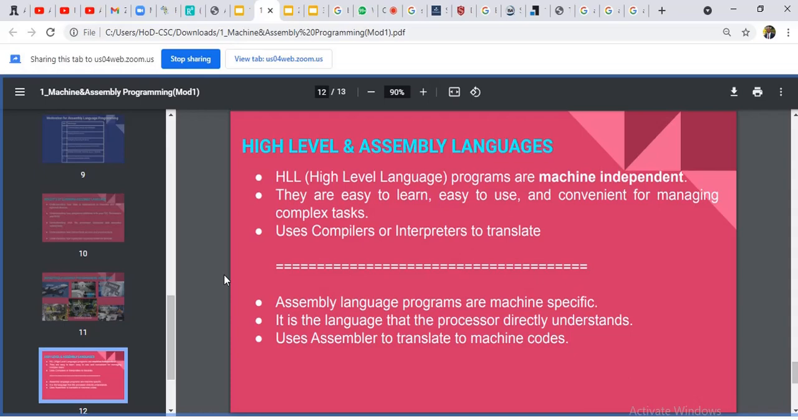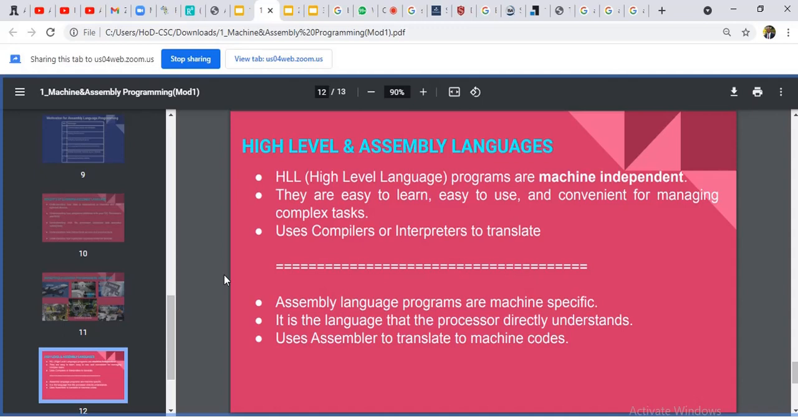Although programs written in high-level languages are easy to learn, easy to use, and convenient for managing complex tasks, they use compilers and interpreters to translate. You know why? When you write a program in a high-level language, that language is higher than what the computer will understand. So you will need a language translator to translate that program to what the computer can understand and use. And there are two types for high level: compilers and interpreters. A compiler translates all the program at once, while an interpreter translates the program line by line.